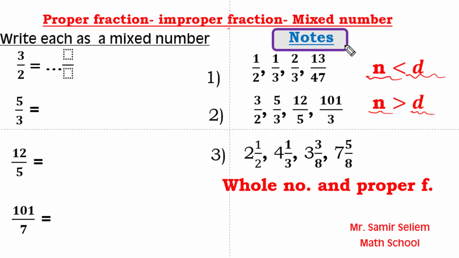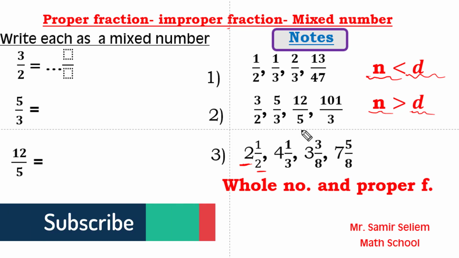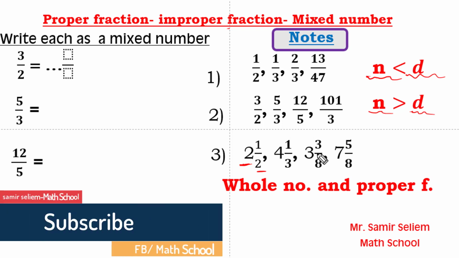What's a mixed number? A mixed number is a whole number and a proper fraction. 2 and 1/2, 4 and 1/3, 3 and 3/8, 7 and 5/8. All these fractions, 1/2, 1/3, 3/8, 5/8, are proper fractions because the top number is less than the bottom number.